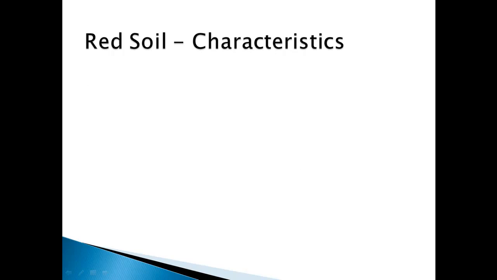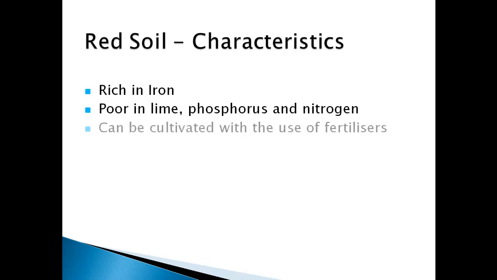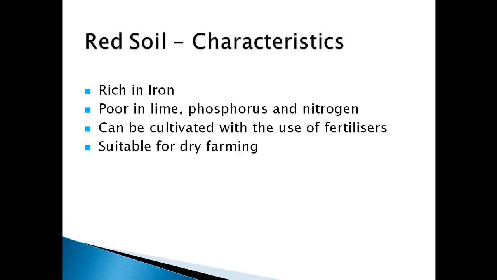We'll learn about some more characteristic features of red soil. It is rich in iron, poor in lime, phosphorus and nitrogen. Farmers incorporate fertilizer, mainly chemical or natural fertilizer, to increase the fertility of the soil. It is suitable for dry farming, like plantation crops, for example cashew plantation and even tea plantation. Such crops don't require much water. They require a certain volume of water for their nourishment and growth. There are other crops also grown on this particular soil: pulses, rice, cotton.